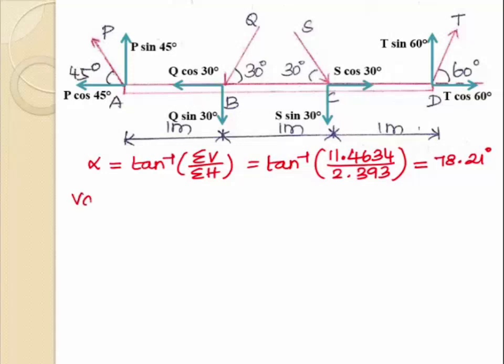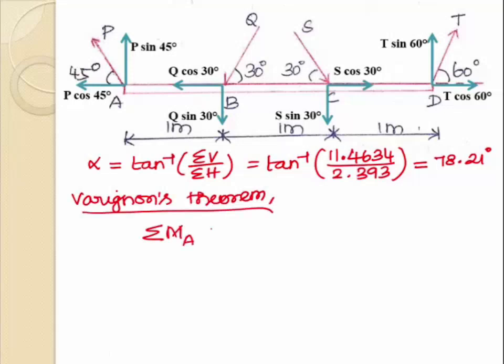So according to Varignon's theorem, summation of the moments of all the forces about point A is equal to the moment of the resultant force of all the forces. So this is Varignon's theorem. If we calculate the summation of moments generated by all the forces acting on the object about any point, it is equal to the moment generated by the resultant force of all the forces about the same point. This is Varignon's theorem. So now we can calculate the summation of moment of all the forces about point A.